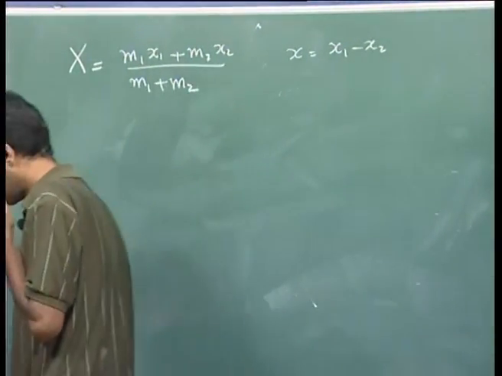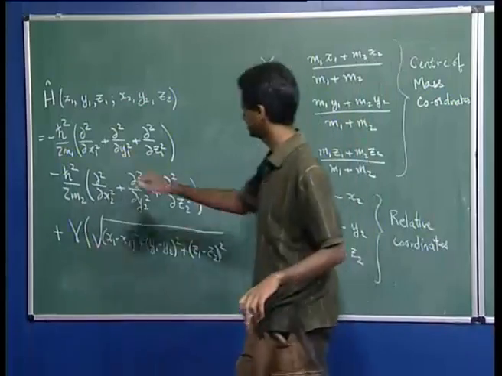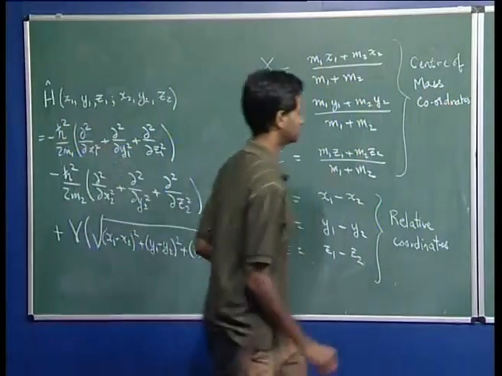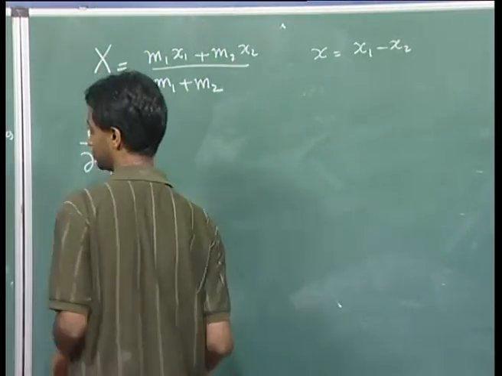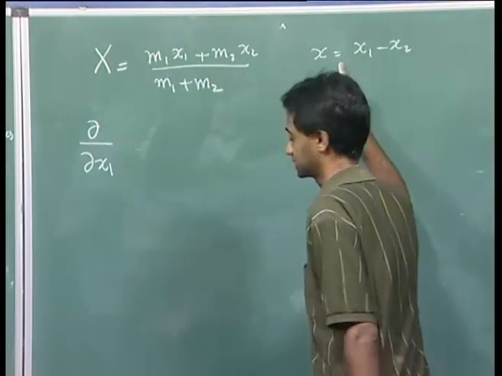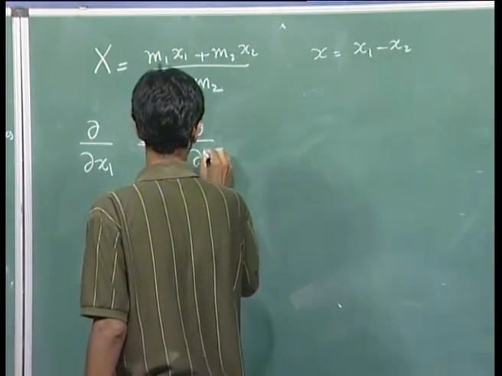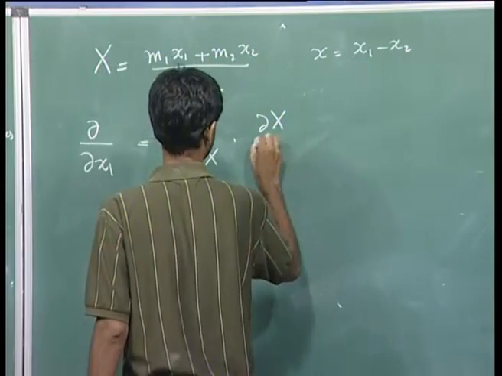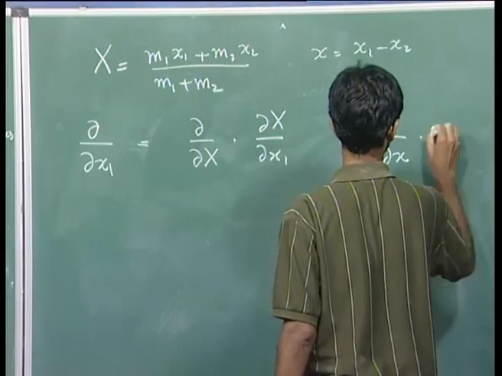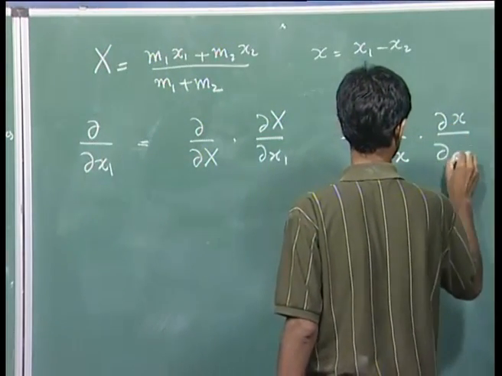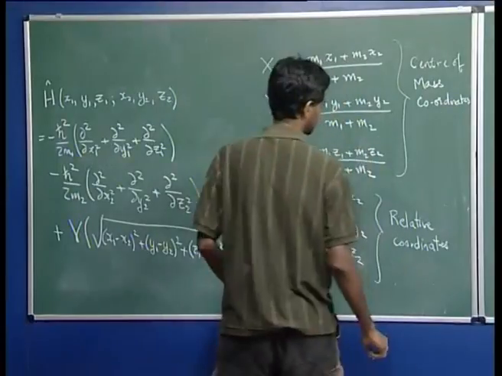Okay. So the first thing you will say is that this involves d by d x1. So, if I want to express d by d x1 in terms of d by d capital X and d by d little x, then I will write d by d x1 is equal to d by d capital X into d capital X by d x1 plus d by d little x into d little x by d x1.